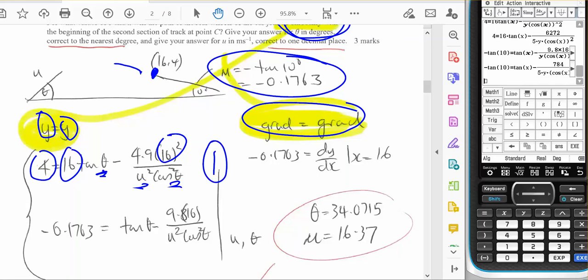Terms of y's and in terms of gradients equal to each other that I need to solve. And I'm going to do that on the calculator. So I've entered my two equations. This is the y one.